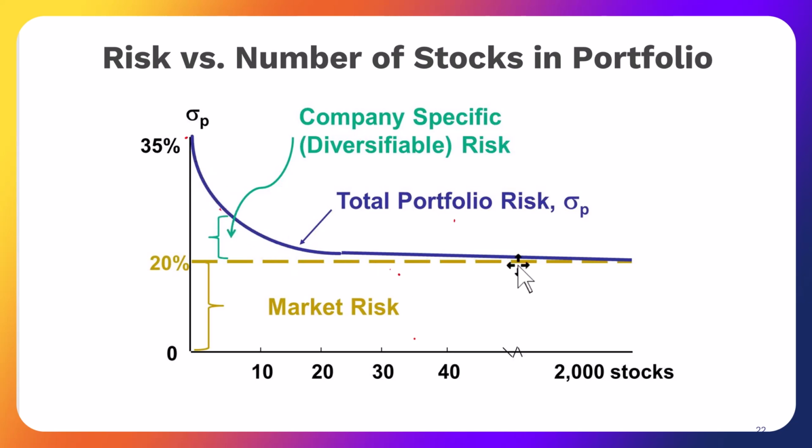So what is disappearing here? What is it that's being eliminated? It's this diversifiable risk piece. But once we get down to 20, 30, 40 stocks down here, adding more stocks does not dramatically reduce the risk at some point.